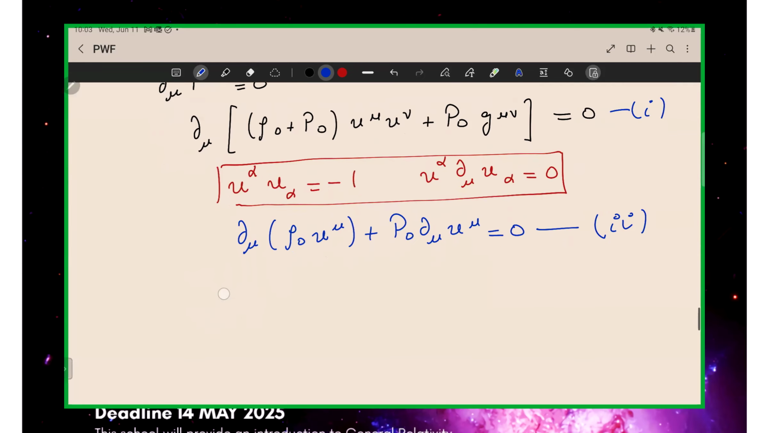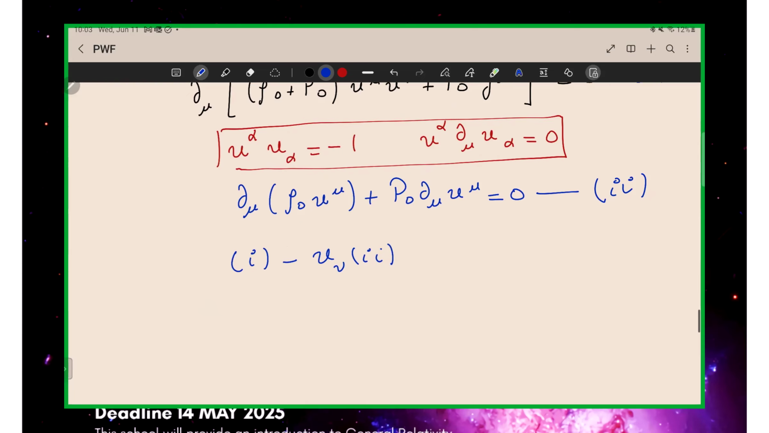Okay. So you take equation 1 and subtract 2 after multiplying u nu. Then you get this other equation. It's simple algebra. It's nothing complicated. That's why I'm glossing over it. But let me know if you have some problems deriving it in the next lecture, for example.